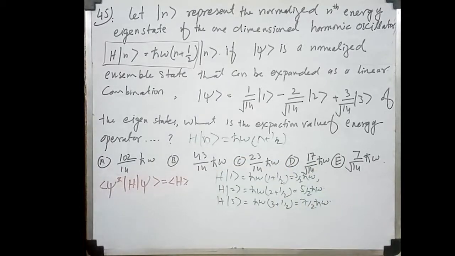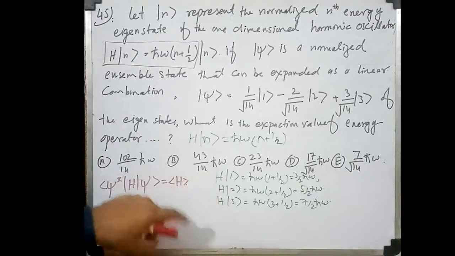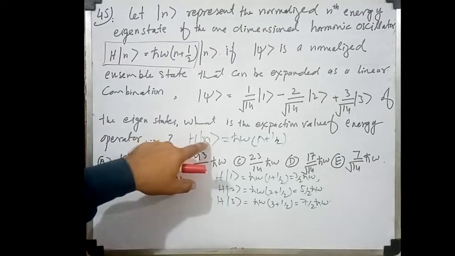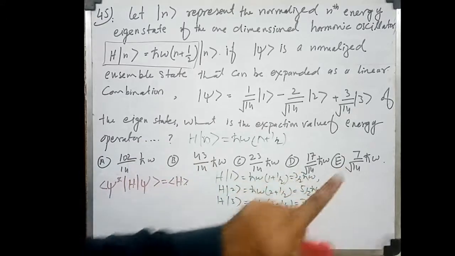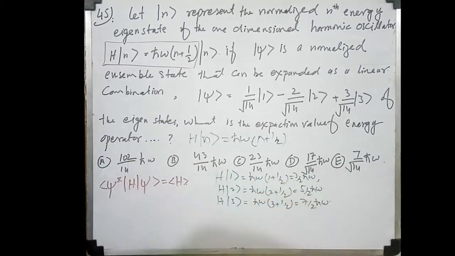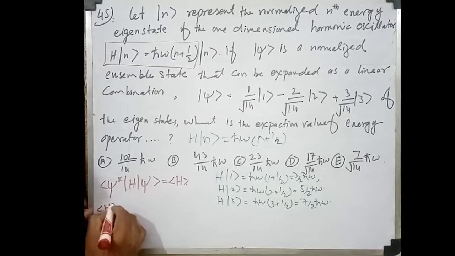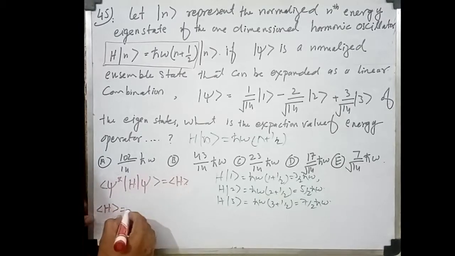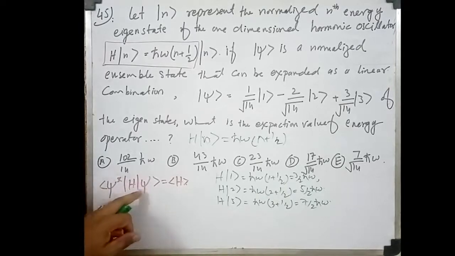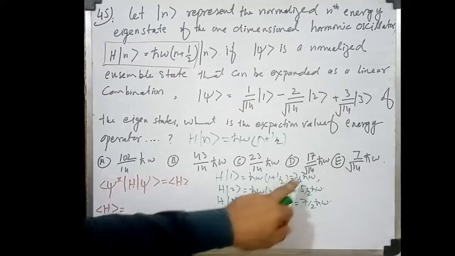Now we have calculated the values of the Hamiltonian operator for the nth state. For state 1 it is 3/2 ħω, for state 2 it is 5/2 ħω, and for state 3 it is 7/2 ħω. So to find the expectation value of the Hamiltonian, it will be the product of these two functions multiplied by these values.